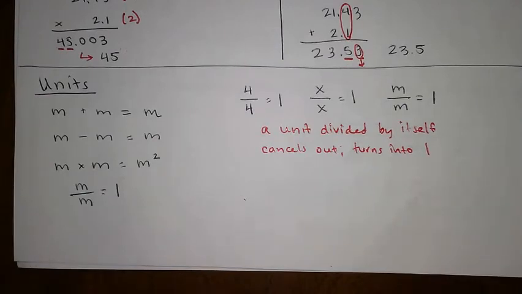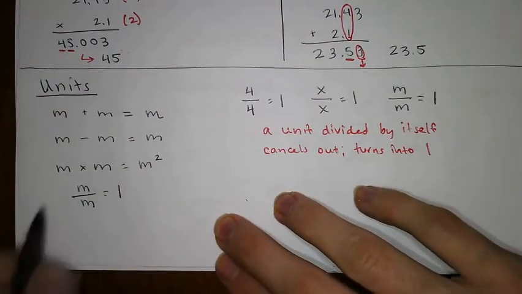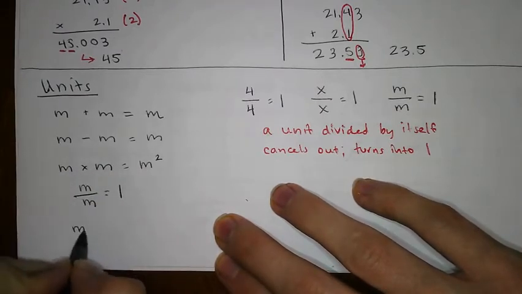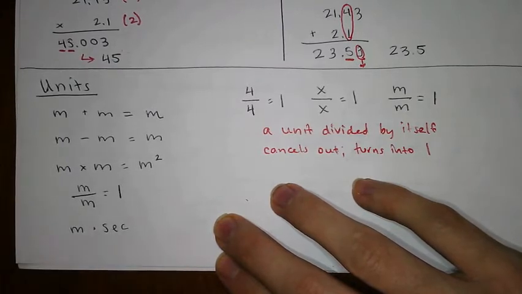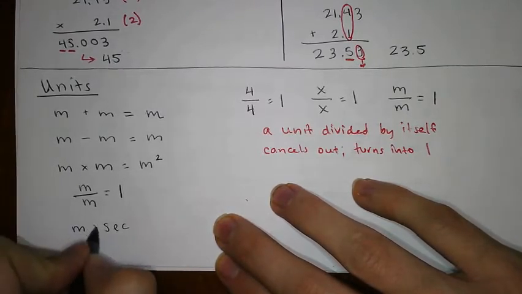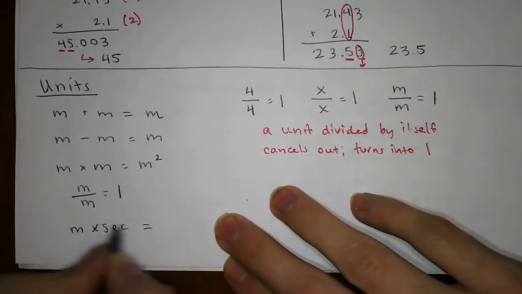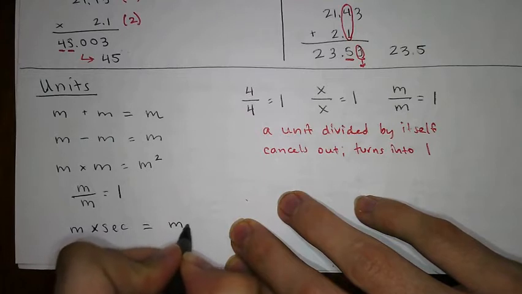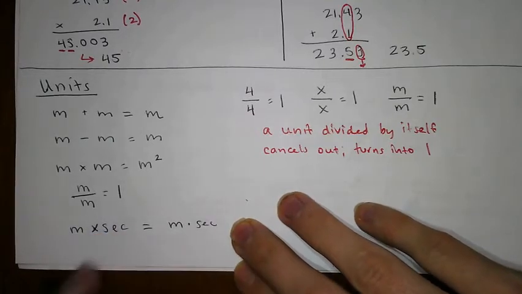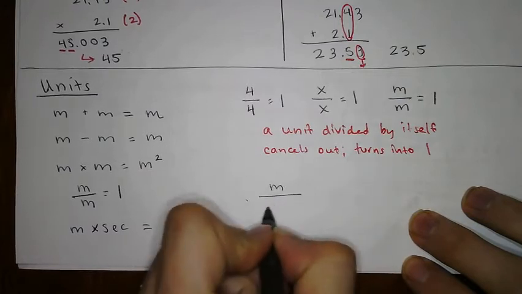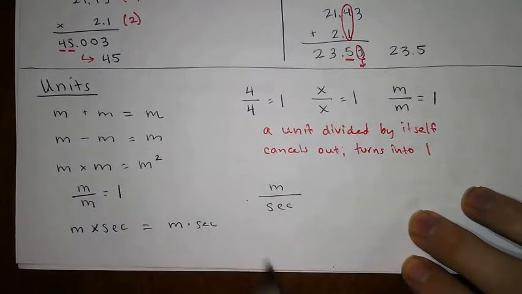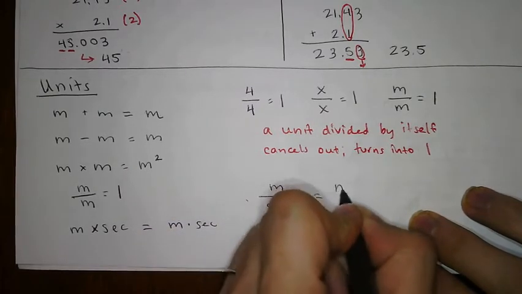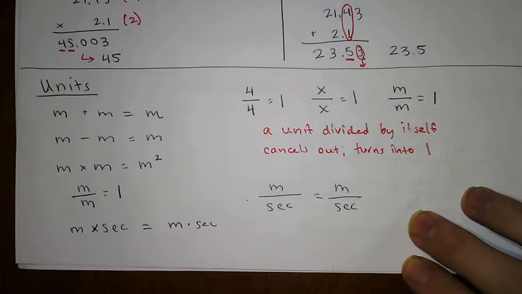Now, what if I have division? Actually, let me go back to multiplication. What if I had something like this? Meters times seconds. If I had meters times seconds, then that's just what it is. These don't cancel. They're 2 different units. I can't combine them. It's just going to be meters times seconds. If I had meters divided by seconds, similar argument. Meters and seconds do not cancel. They are not the same unit. This would just be meters per second.